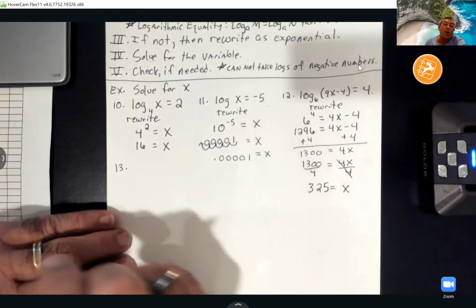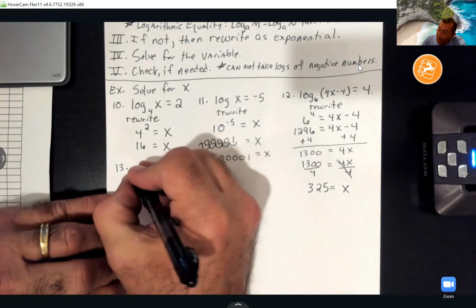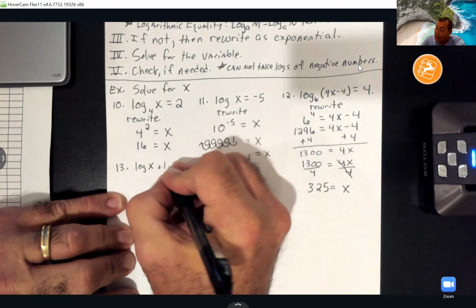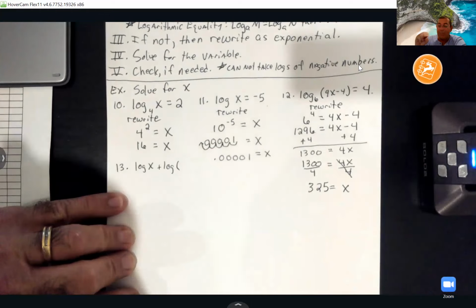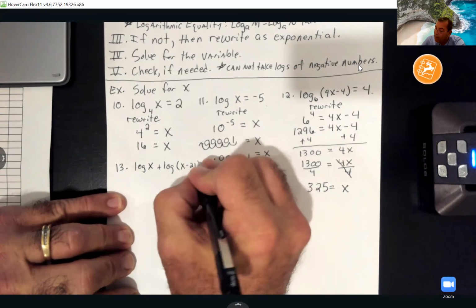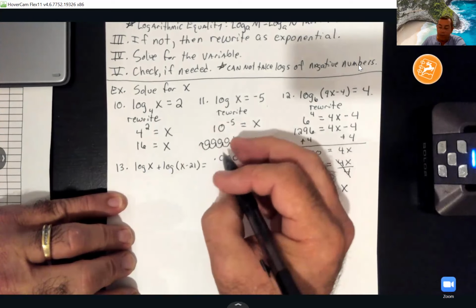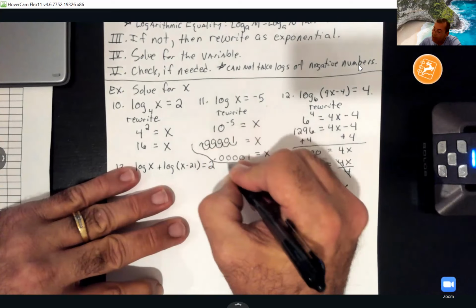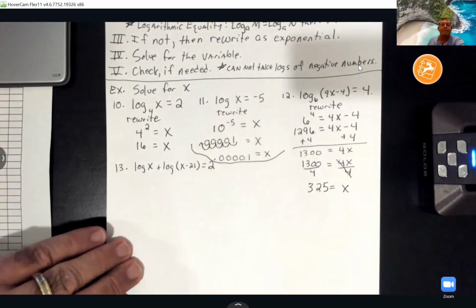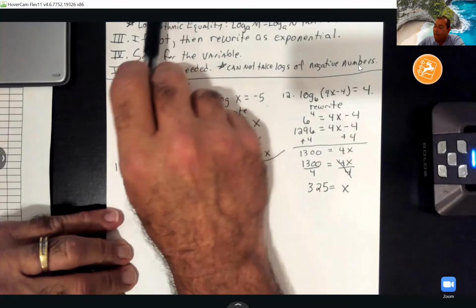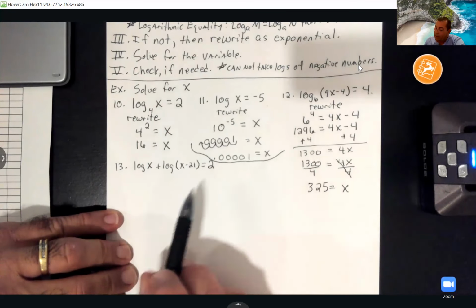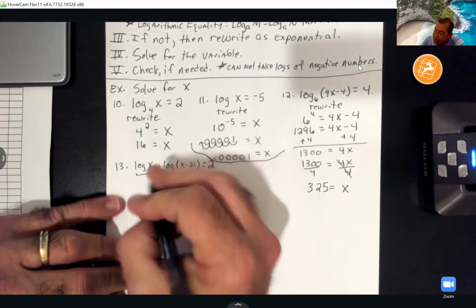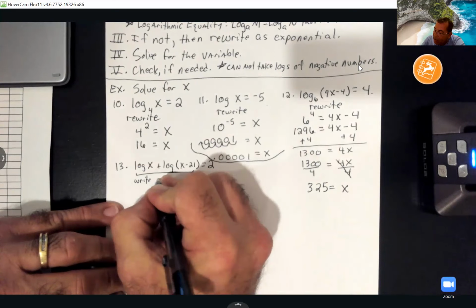All right, so watch this one. We're going to start adding steps on it. This one has log x plus log x minus 21, and all this equals 2. Whoops, that's 2 different problems, so let me write this one off here. If needed, combine logs. Well, I got 2 logs over here on the left side, so we need to write these as a single log.